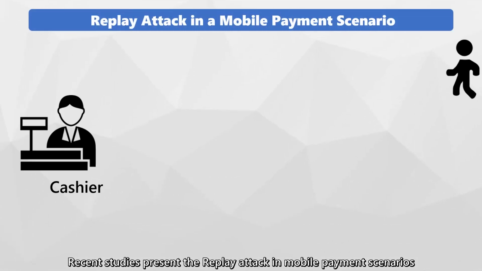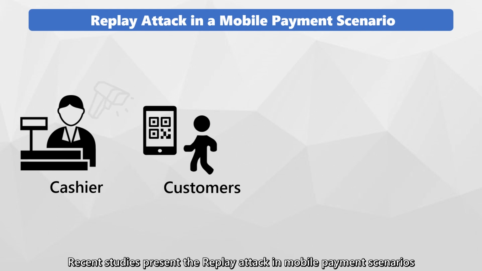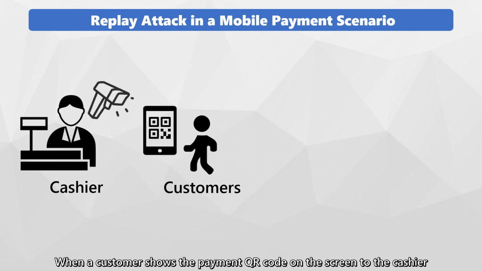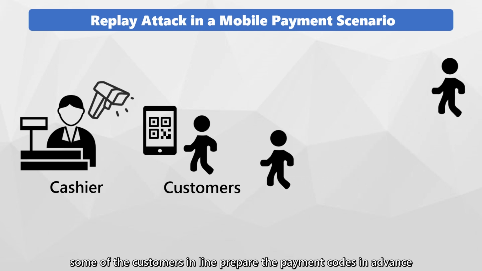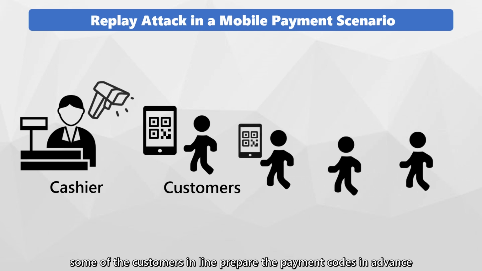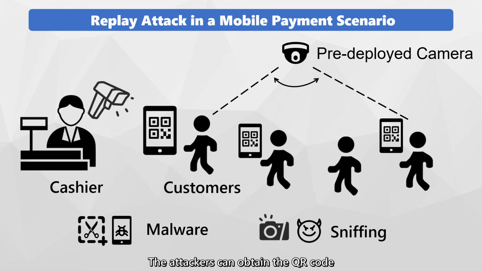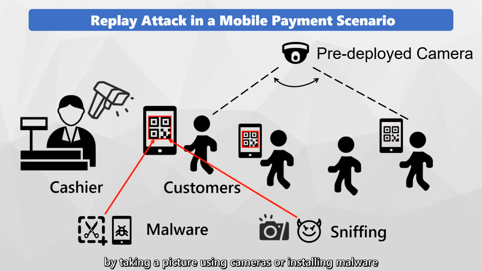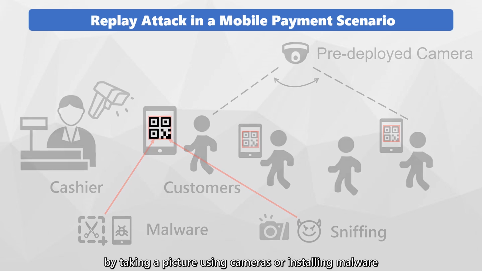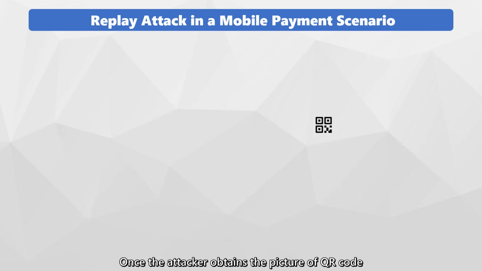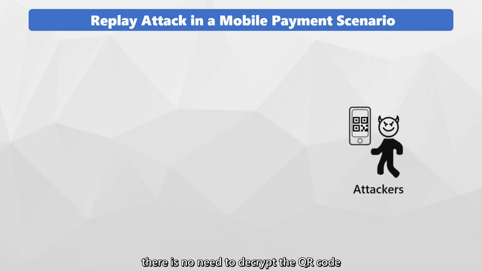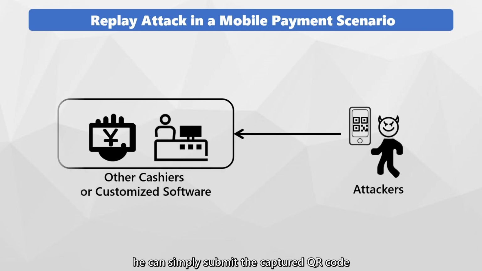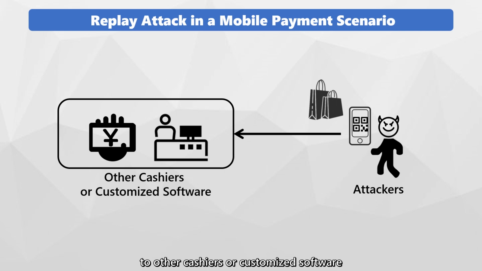Recent studies present the replay attack in mobile payment scenarios. When a customer shows the payment QR code on the screen to the cashier, some of the customers in line prepare the payment codes in advance. The attackers can obtain the QR code by taking a picture using cameras or installing malware. Once the attacker obtains the picture of the QR code, there is no need to decrypt it. He can simply submit the captured QR code to other cashiers or customize software to complete an illegal transaction.